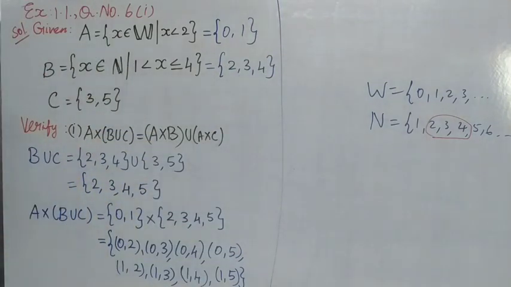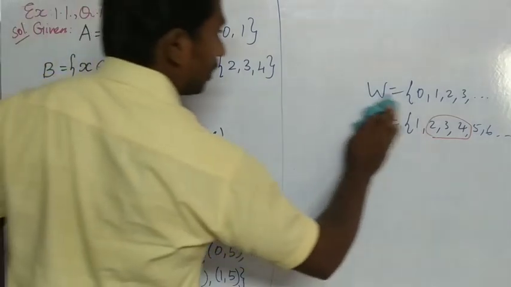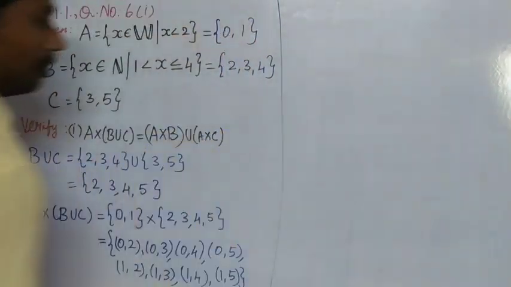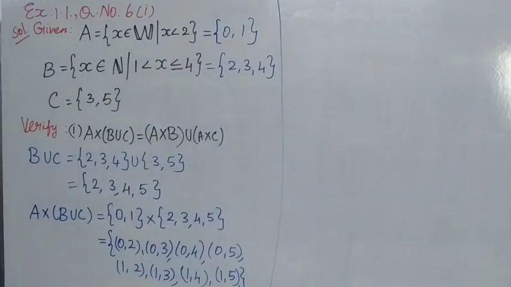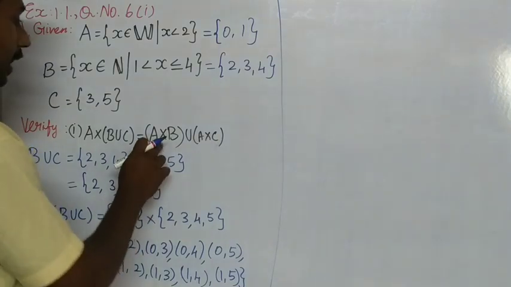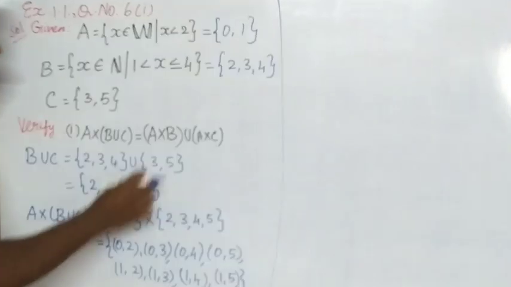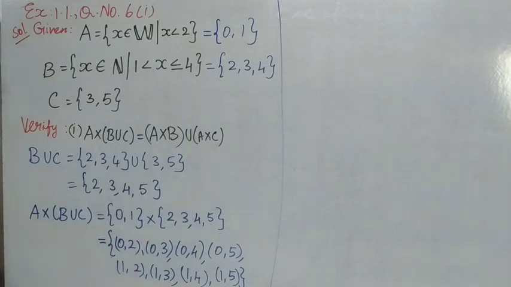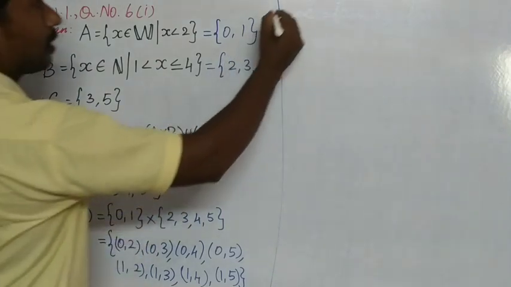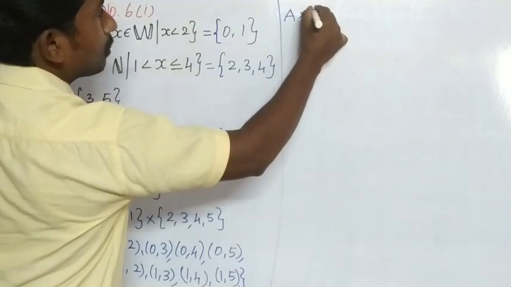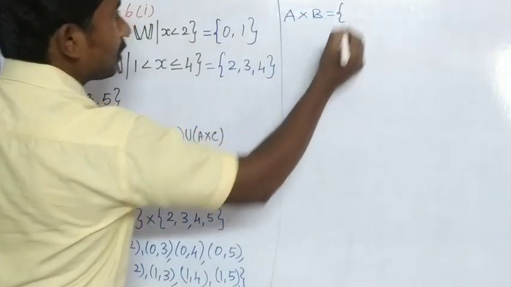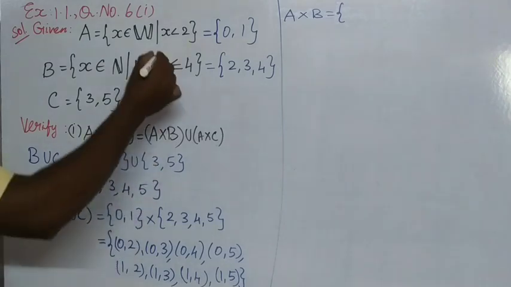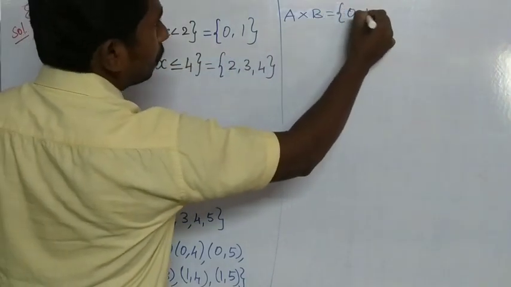Next we have to find the RHS of the problem, that means the right hand side. So now let us find it. On the right hand side there is (A cross B) union (A cross C). First we have to find the values within the brackets. So first A cross B. Now let's find A cross B. A cross B is nothing but, first write the elements of A. The elements of A are 0, 1.